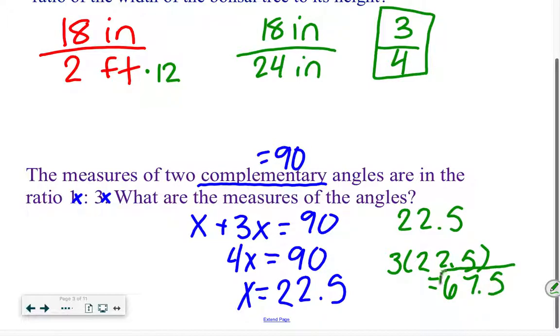So my two angles, 67.5 and 22.5, I can check, add them, and they should equal what? 90. Do they? Yes. I was just guessing, but you did it, so I'm going to assume you're right. Thank you for the confidence. You're welcome. Okay. Questions? Good.